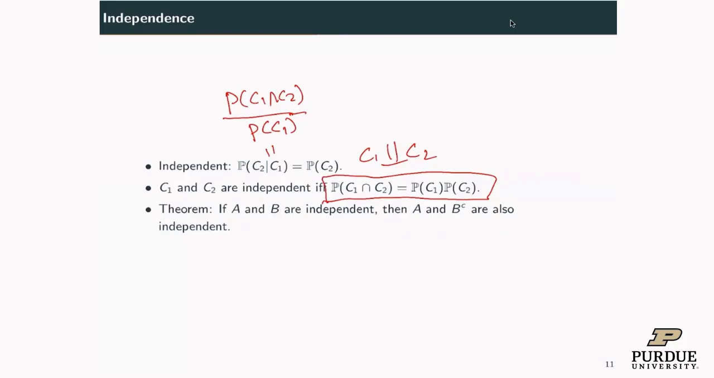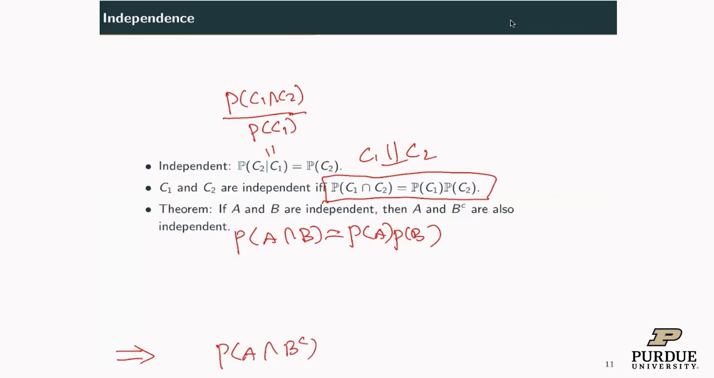There is an interesting theorem. If A and B are independent, then A and B complement are also independent. If A and B are independent, that means the probability of A intersection B is the probability of A times the probability of B. You want to show that A and B complement are also independent. So you need to show the probability of A intersection B complement is the probability of A times the probability of B complement.